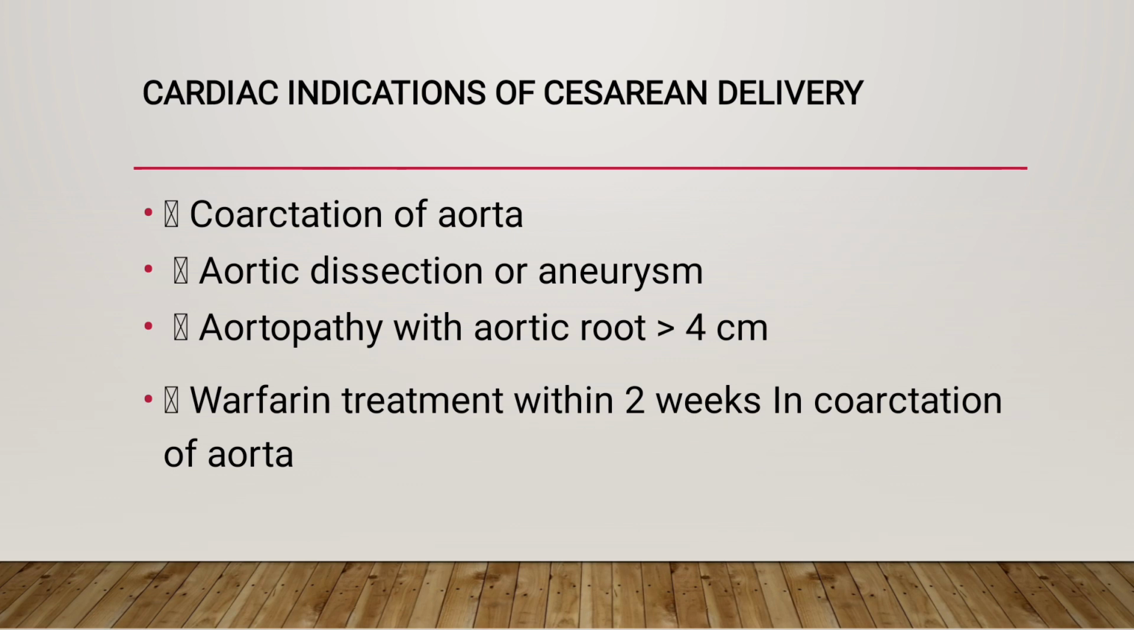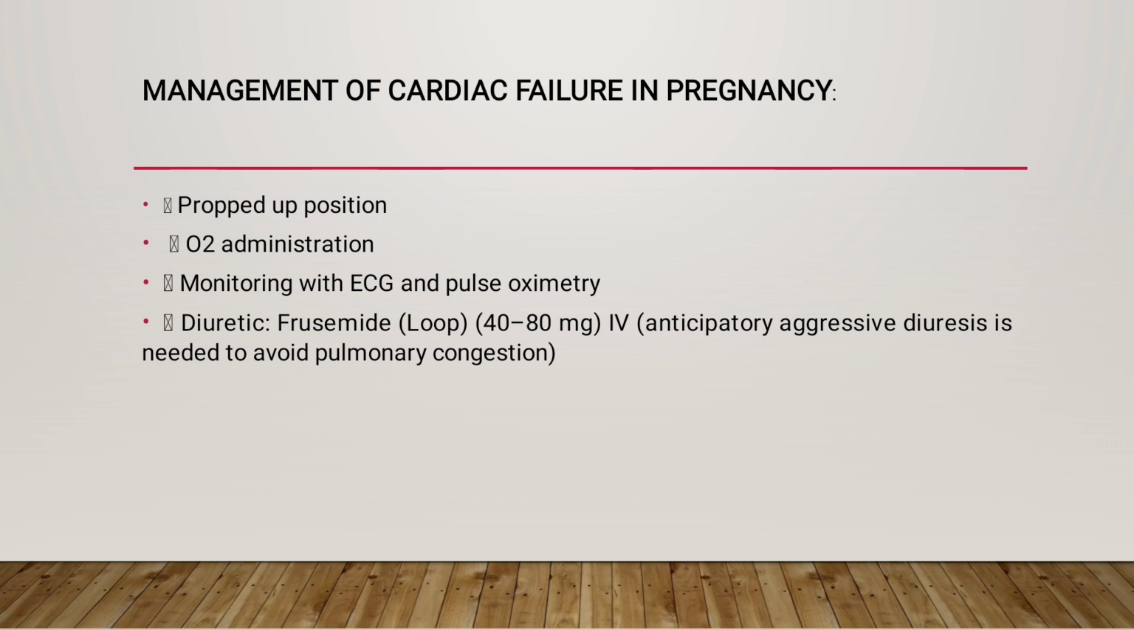Then sterilization should be considered with the completion of the family at the end of first week in the puerperium under local anesthesia through abdominal route by mini lap technique. If the family is completed, sterilization can be performed 1 week after the delivery through the abdominal route under local anesthesia. Mini lap procedure can be done, and if the heart is not well compensated, the husband is advised vasectomy. Next, we will see the management of cardiac failure in pregnancy.